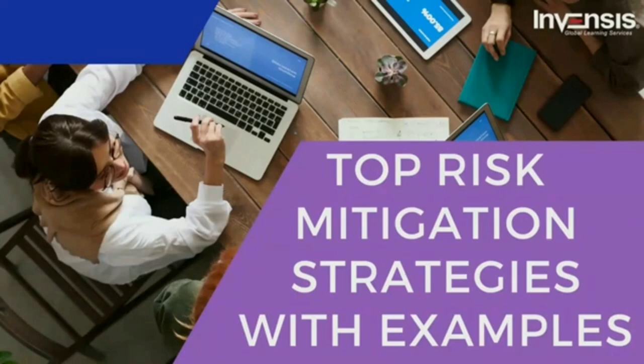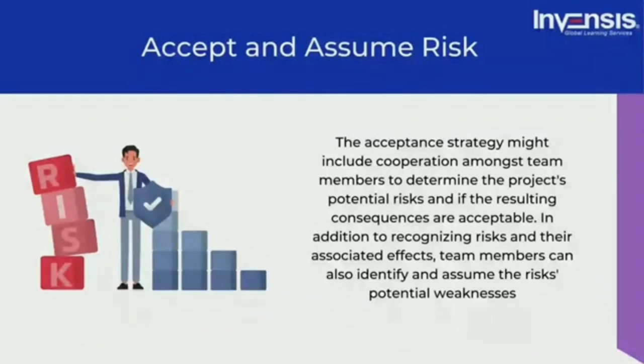Appropriate risk mitigation involves determining potential risks to a project, such as team revenue, product failure, and scope creep, and then implementing strategies to reduce or eliminate the risk. Here in risk mitigation planning and monitoring, the following methods can be used. First, accept and assume risk.